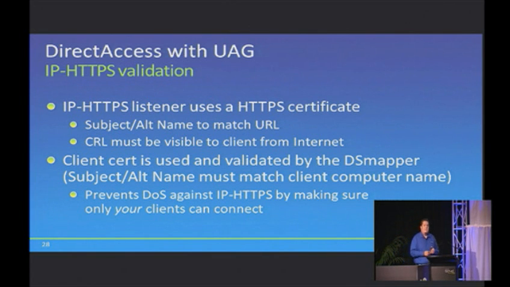And with that IP-HTTPS server that's also running on the UAG, you're able to use public certificates. That helps. If you're using your own internal PKI, make sure that the revocation is available for the roaming clients which are outside of your network. They must access the revocation to be able to trust the IP-HTTPS server and establish DA through that technology.